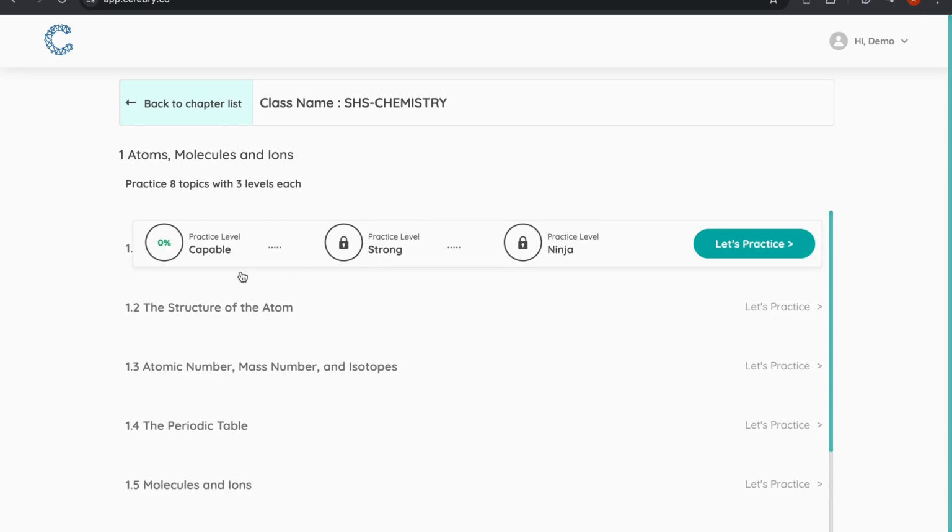The topics are divided into levels based on the difficulty of questions: capable, strong, and ninja, meaning easy, medium, and hard level respectively. Completing the easier levels will unlock the higher levels for practice.